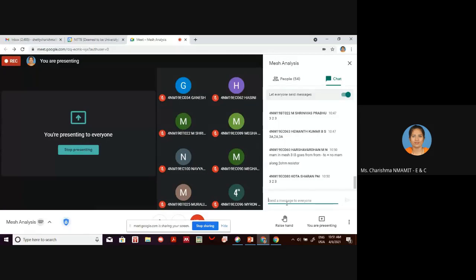Yes, Harshavardhan, is it clear? Based on the orientation of the current which you are assuming in the particular mesh, you have to write it as higher potential to lower potential. According to that, you are going to write the condition. Others, any doubts? Now all of you got that answer, 3, 2, 3.